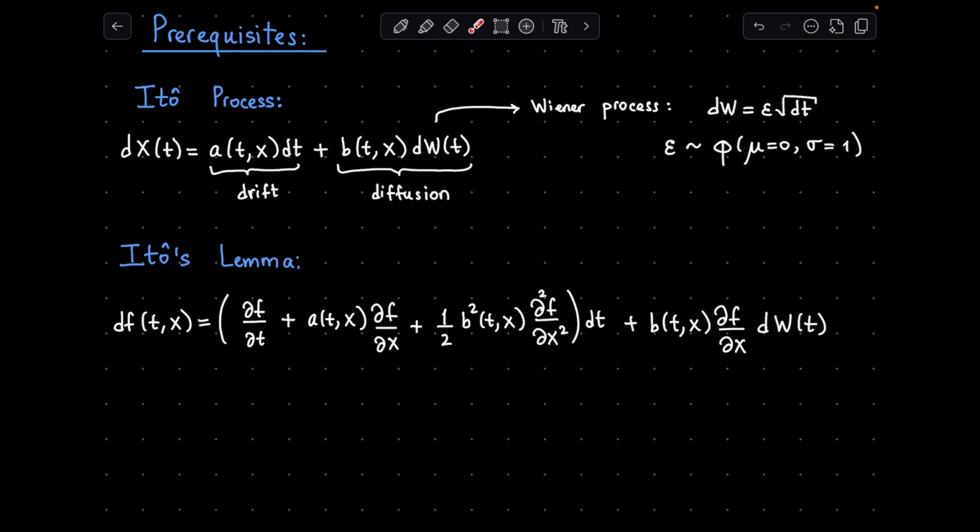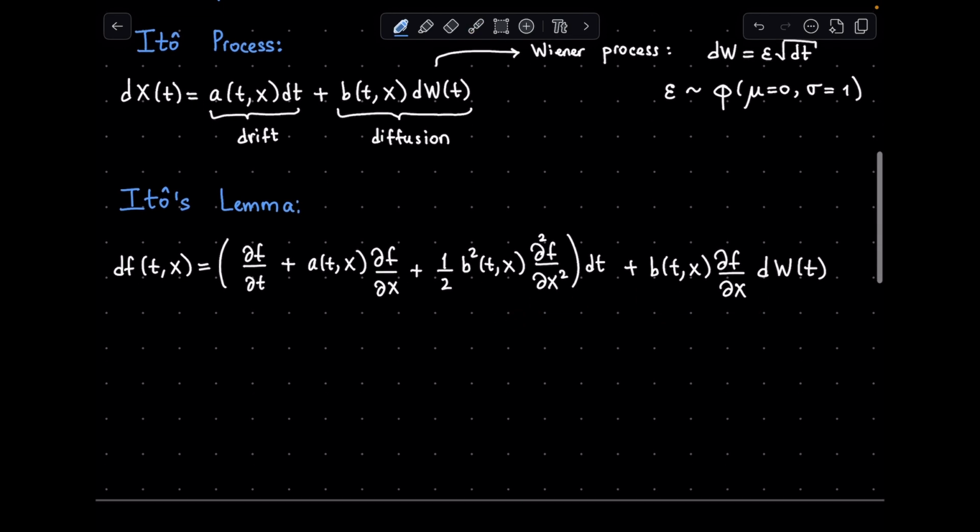But very briefly, an Ito process is a general drift diffusion process. The uncertainty here arises due to dW, which represents a Wiener process. It's a product of the square root of dt and epsilon that is sampled from a standard normal distribution. And Ito's lemma is essentially a total derivative expression of a function that depends on this Ito process and also time. Then we can think of df itself as a stochastic process with these non-constant drift and diffusion coefficients.